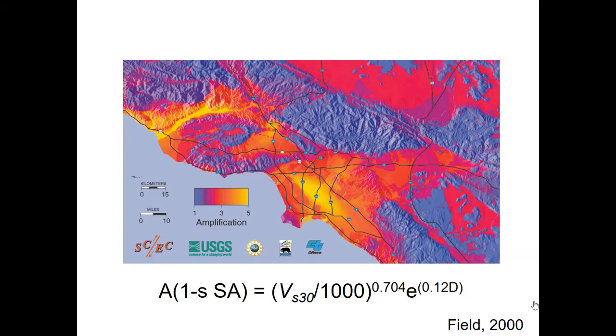Let me see if I can get my camera back on, I'm not sure this is going to work because I can't see myself. But this is actually a map that's calculated for shaking at 1 second period. This is ground motions that go back and forth in 1 second. If you think about the ground swaying back and forth in 1 second, that's fairly slow.